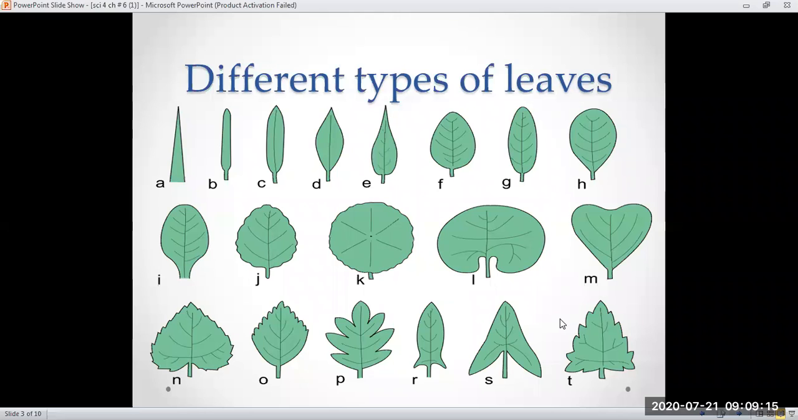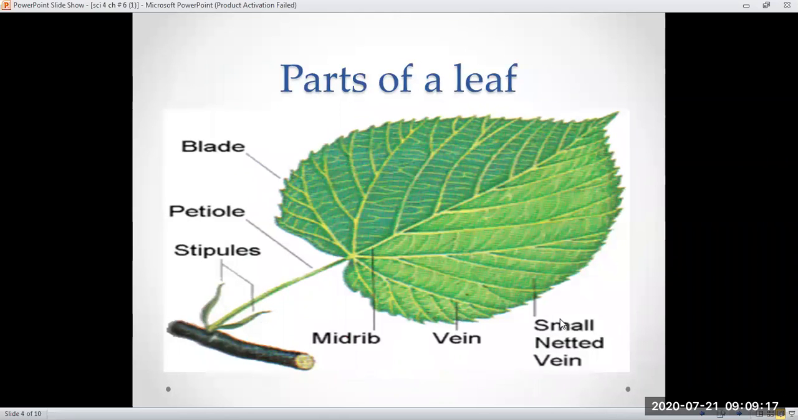So here is the structure of a leaf. What are the basic parts of a leaf? The first one is the blade. The whole flat broad area of a leaf, where I move my cursor, is known as the leaf blade or the lamina. We can use either word, lamina or leaf blade. The part where the leaf attaches to the stem is known as the petiole, or the stalk of the leaf.